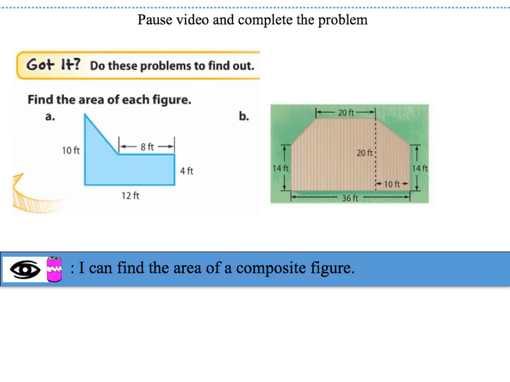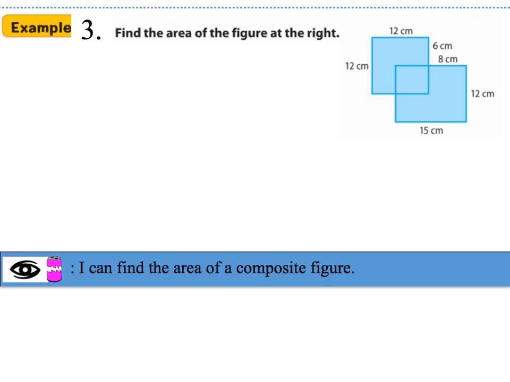So pause the video, complete these guided problems, and we'll discuss the answers in class tomorrow. Notice there are two guided problems on this slide, guided problem A and guided problem B. Make sure when you're approaching these problems that you decompose these composite figures into basic shapes. For example 3, it says find the area of the figure to the right.